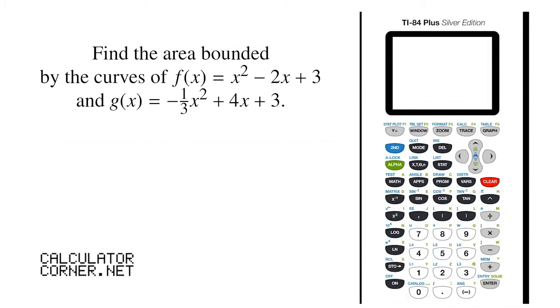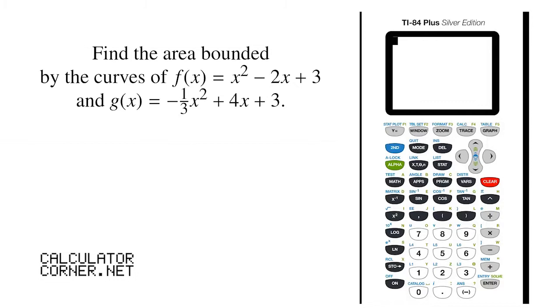Welcome to Calculator Corner. In this video, we'll find the area between two curves using the TI-84 Plus. So our two functions today are f of x is equal to x squared minus 2x plus 3, and g of x is equal to negative 1/3 x squared plus 4x plus 3.